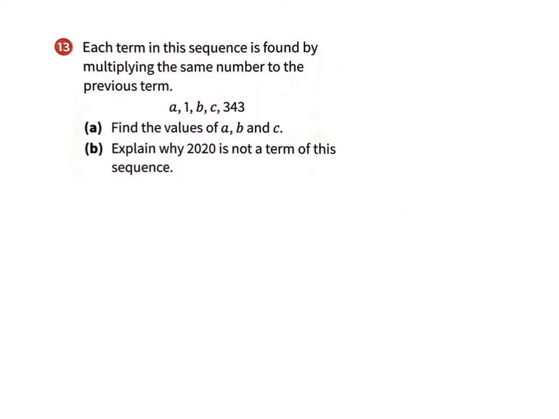Question number 13. Each term in this sequence is found by multiplying the same number to the previous term. Find the values of A, B, and C. Well, we have in our sequence A, 1, B, C, and 343. I'm going to multiply something. So probably this will become like a power sequence. I only have 2 numbers, 1 to 343. Let's say I'm multiplying by a K. I don't know the number of terms. And then I times another K, and then I times K again to give me from 1 to 343.